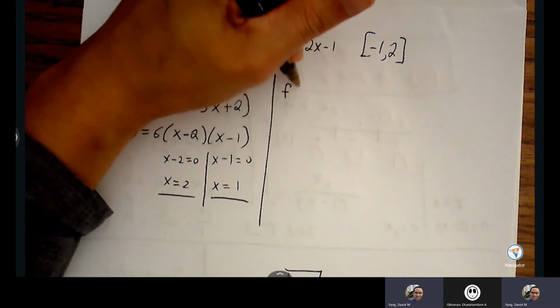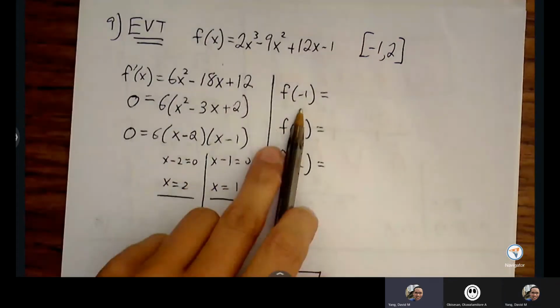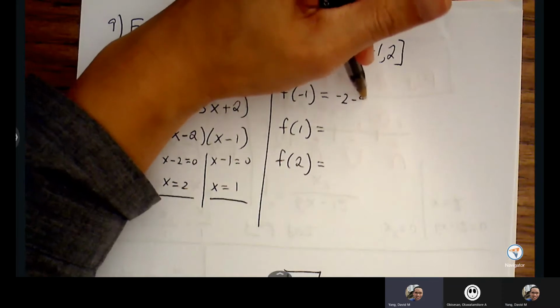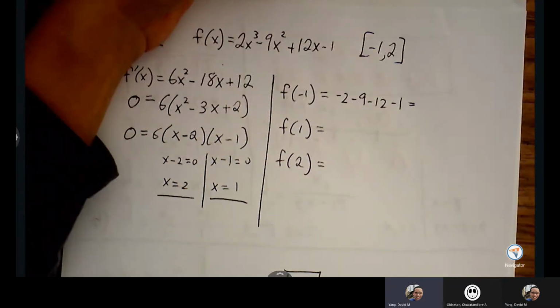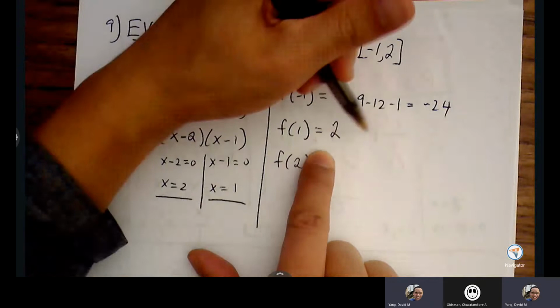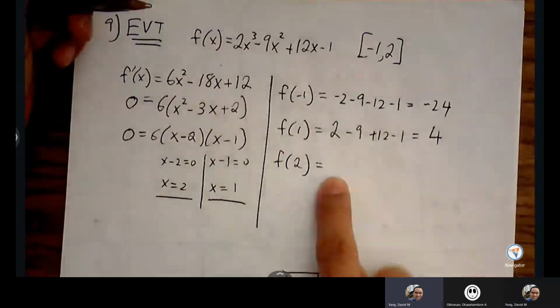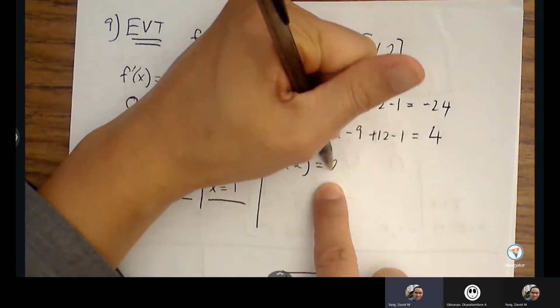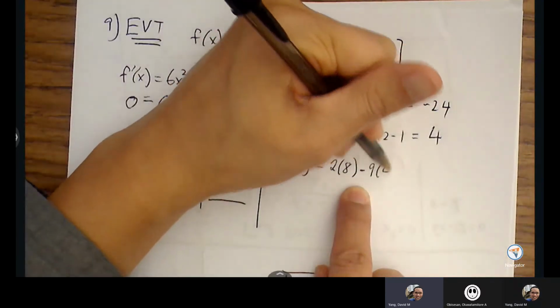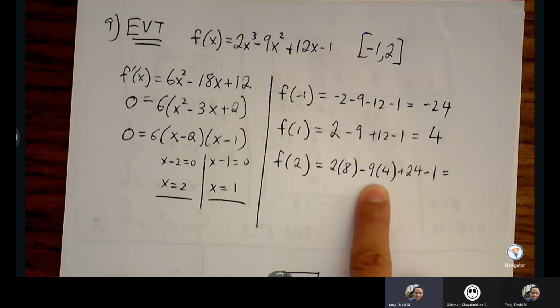Okay. So we'll find f of -1, find f of 1, and f of 2. So -1 here. -24, plug 1, 2, plus 9, plus 12, 2 in. Okay, 16 minus 36, negative 20 plus 4. 4 minus 1 is 3.